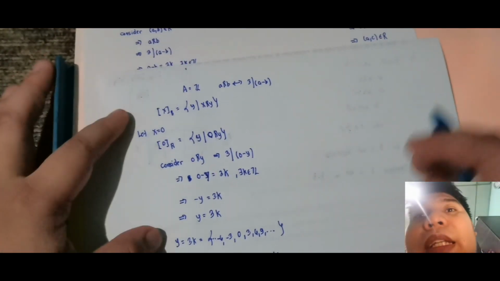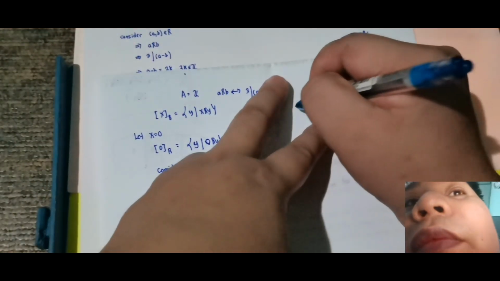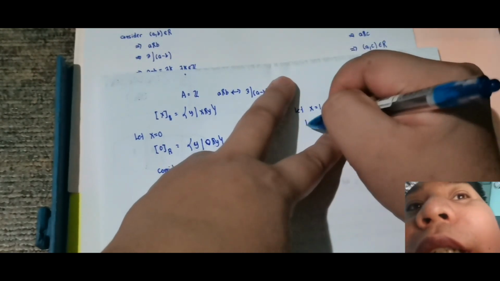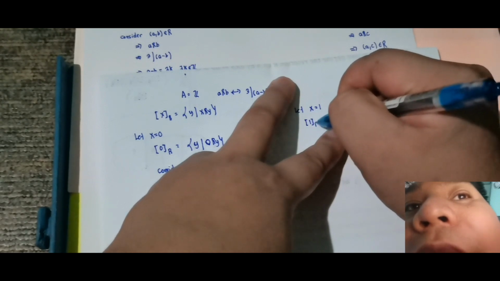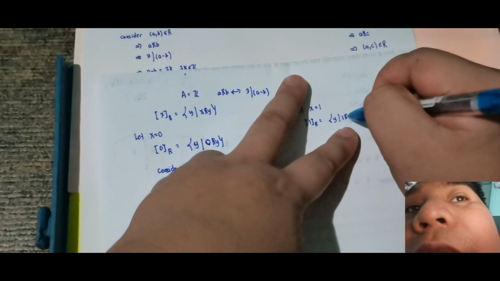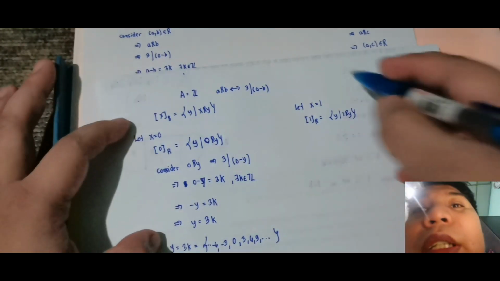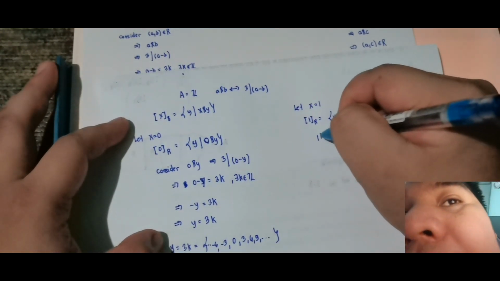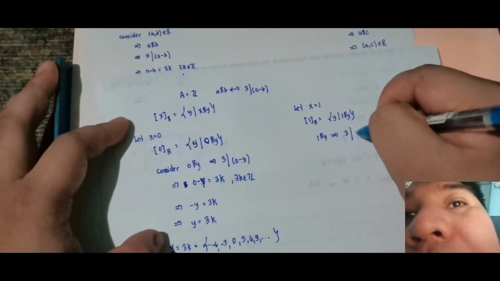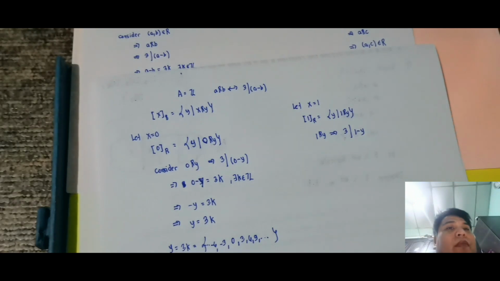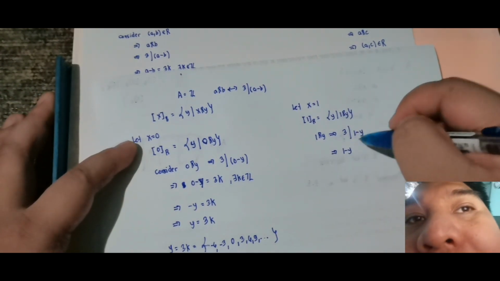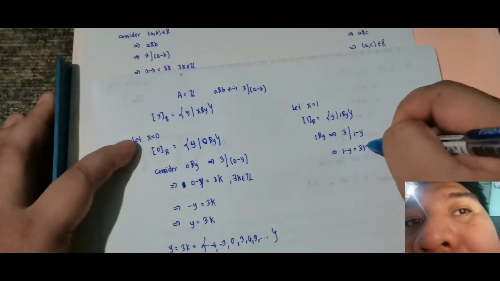So, ngayon, kunin naman natin. So, let x is equal to 1. So, this is the equivalence classes represented by 1 is y such that 1 is related to y. Okay, so consider ulit natin si 1 related to y. This implies that 3 divides 1 minus y. Tama? Which implies that 1 minus y is equal to 3k.